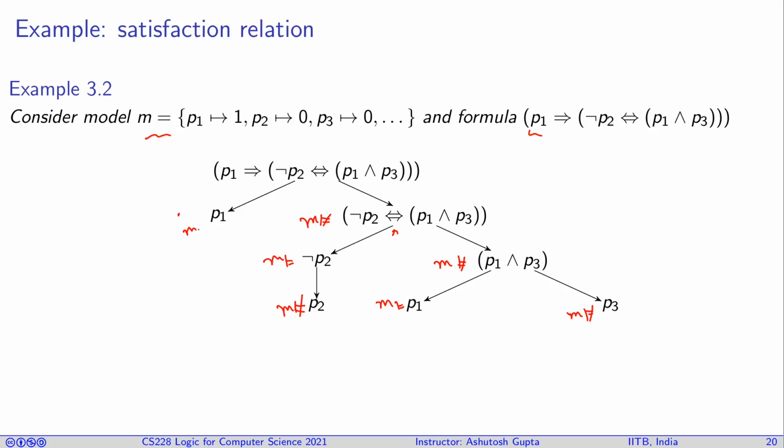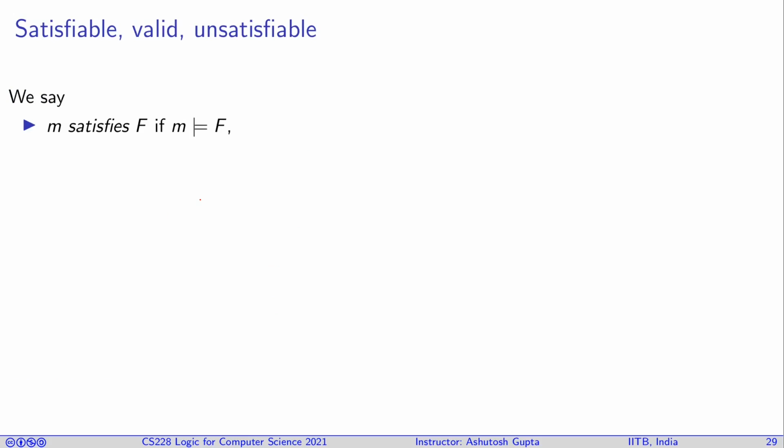Okay, so M satisfies this guy. Now we have P1 is satisfying and this whole thing is not satisfying, therefore M does not satisfy. So by this kind of bottom-up traversal of the parse tree, you can figure out whether a formula is satisfied by a model or not. What we can say in English is that M satisfies F if M models F.